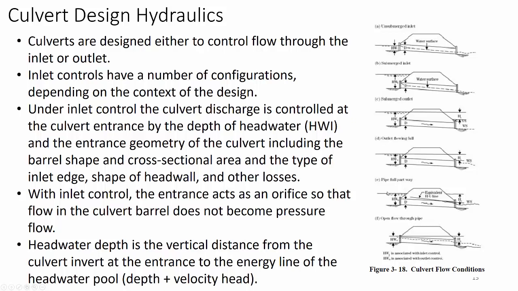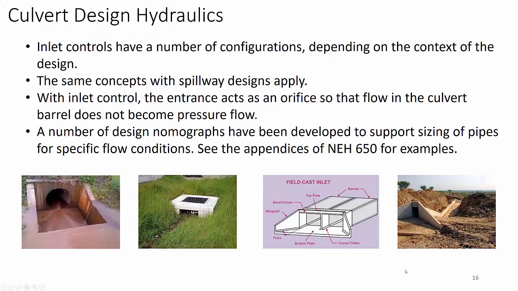You see these indicated, HW here, headwater depth. So it's the vertical distance from the culvert invert at the entrance to the energy line. So here's the energy line, which is our pipe. Since flow in a culvert is controlled by the inlet, inlet design becomes critical. It becomes the place where you exert design control over the flow you desire in your system.